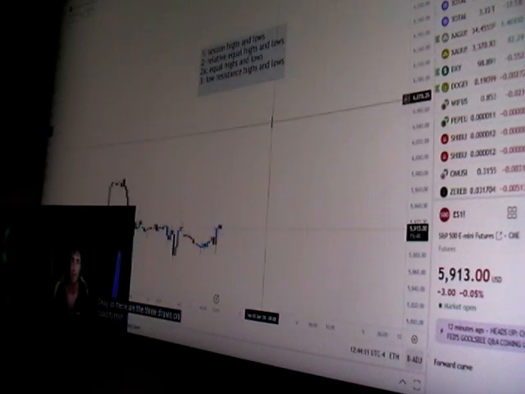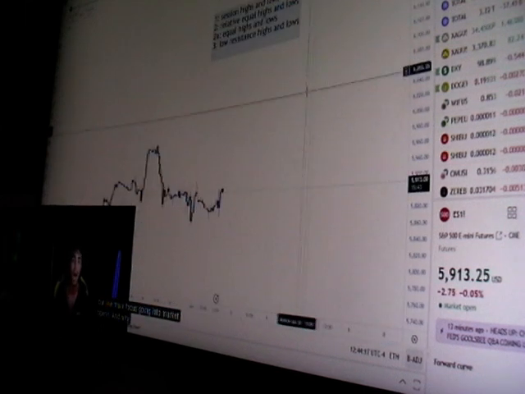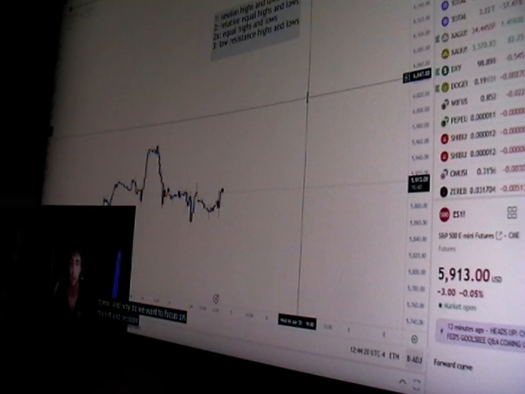Okay, so these are the three draws on liquidity that are honestly going to be our main focus going into market opens. And why do we want to focus on market and session opens? Because there's new traders coming into the market that want to push price in the direction that it wants to go. So that leads me into number two.